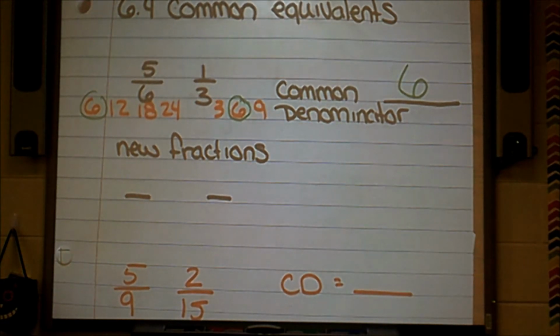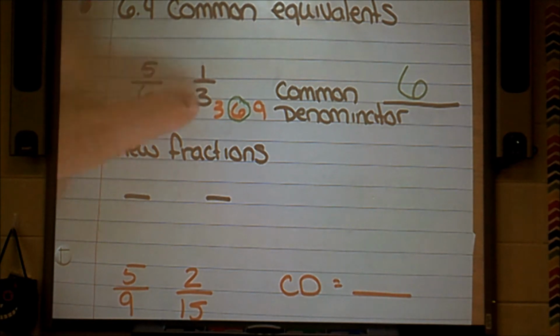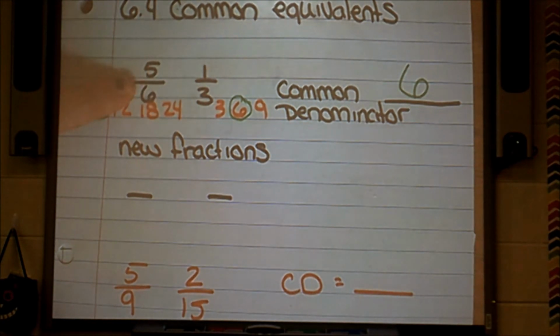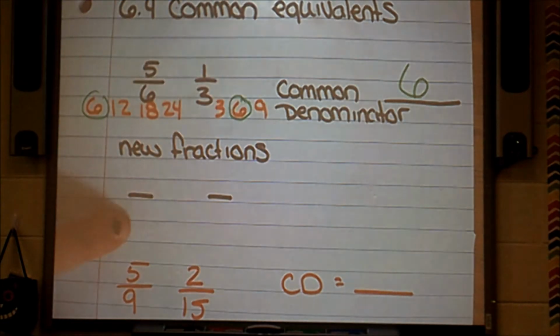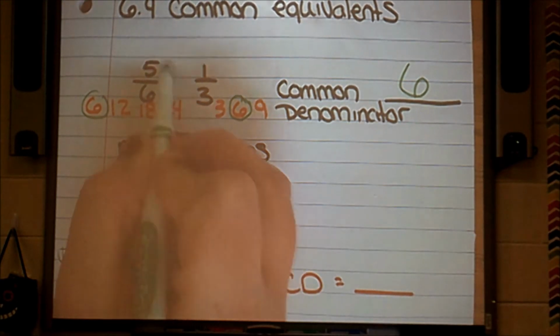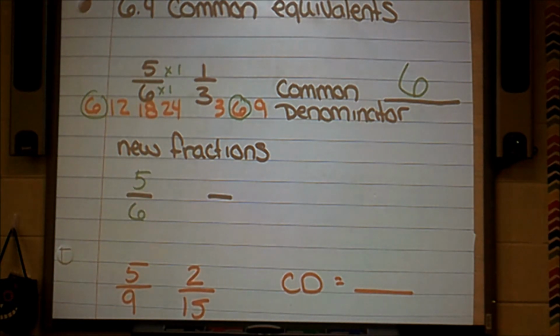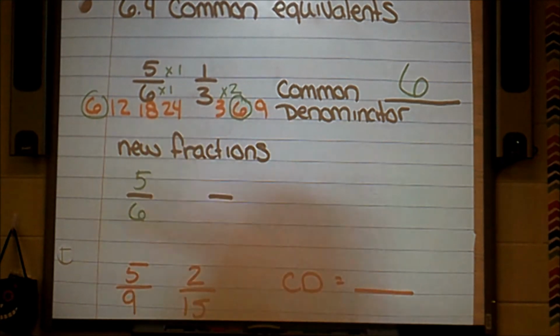Now, I need to get two fractions that are equivalent. I need to get a fraction that is equivalent to 5/6 that has 6 as its denominator. Shouldn't be hard, because I multiply these each by 1, and 5/6 is equivalent to 5/6. 1/3. Now how am I going to get that to have a 6 as its denominator? 3 times what gives me 6? 3 times 2 gives me 6.